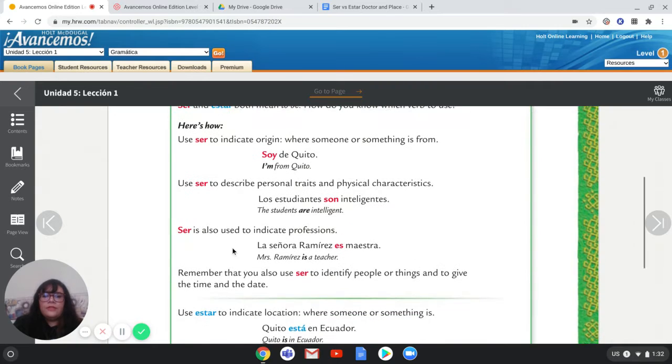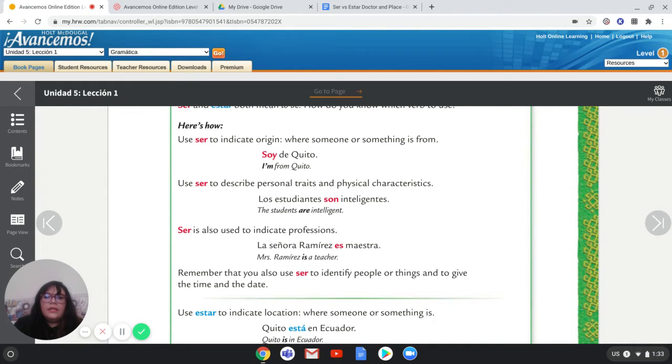You also can use ser to describe personal traits and physical characteristics. Yes, physicality can change. So I could dye my hair. I could get contacts and my eyes look different. I could change the way I physically look, as in lose weight, gain weight, but it's not as easy to really change, so it's considered a more permanent description.